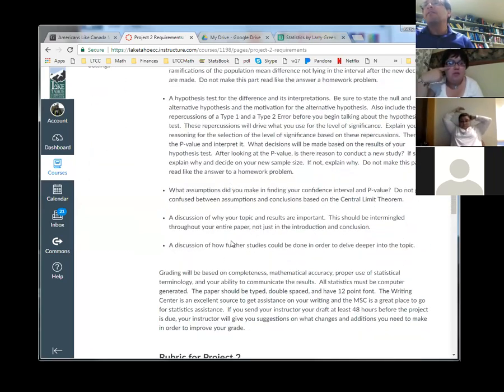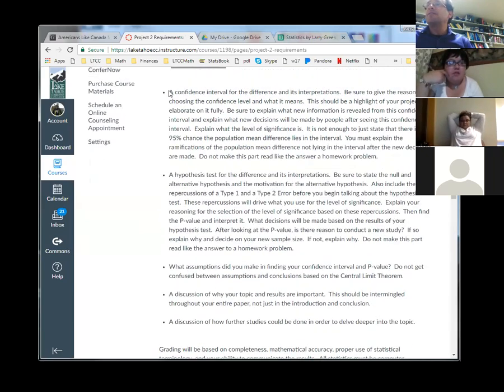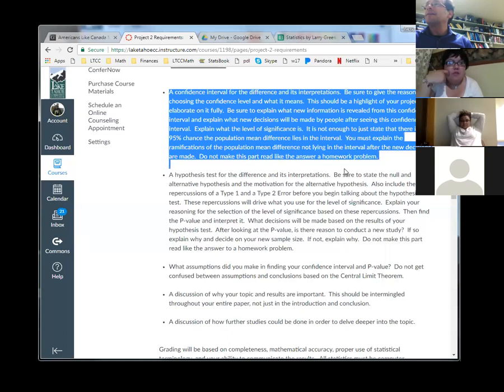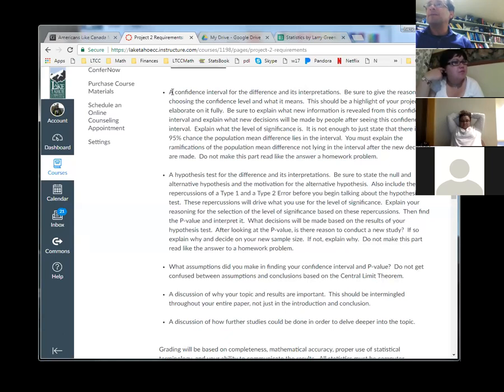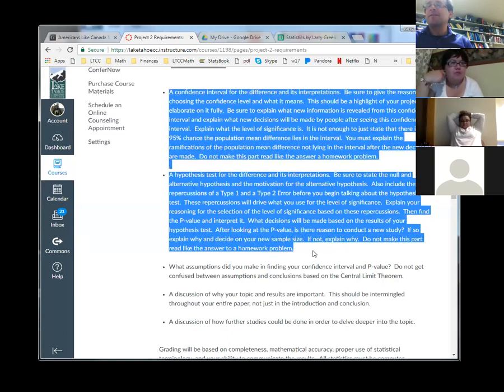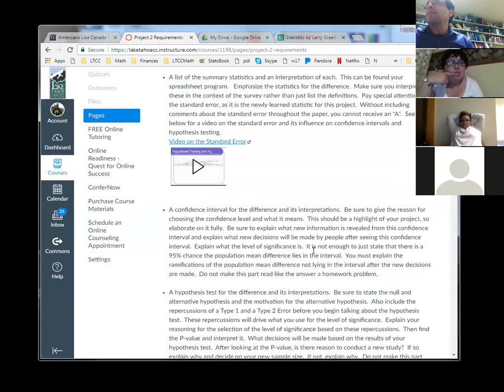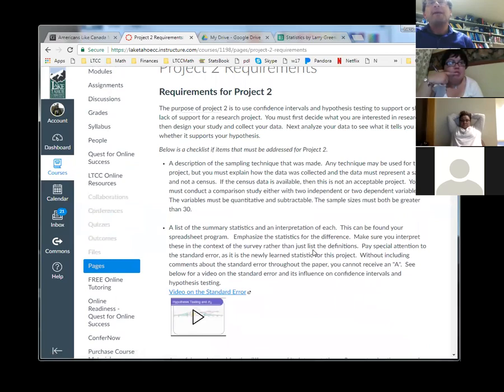This last part is a small part about the project. Notice these 2 bullet points here, this one and this one. Notice how long they are? That's most of the project, so focus on those 2. Most of your pages in the project should be the confidence interval and hypothesis test. The rest is small stuff. Does that make sense?